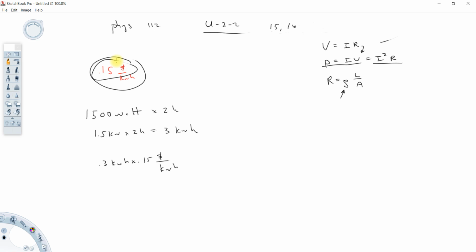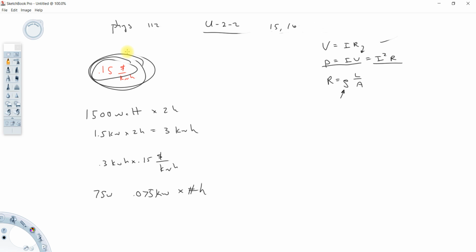So that's basically what you're going to do in Part A. They gave you a number. Mine says 75 watts. I would write that in kilowatts. That'd be 0.075 kilowatt. Multiply by the number of hours, and that's going to give you a number with units of kilowatt hours. And then you just apply your price to it.